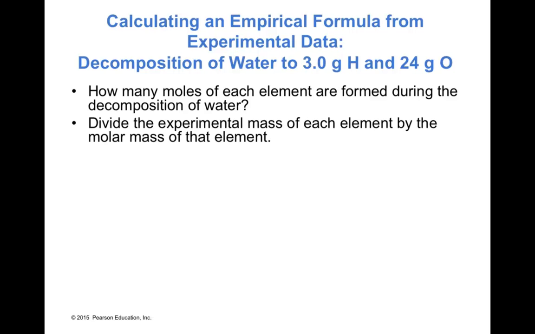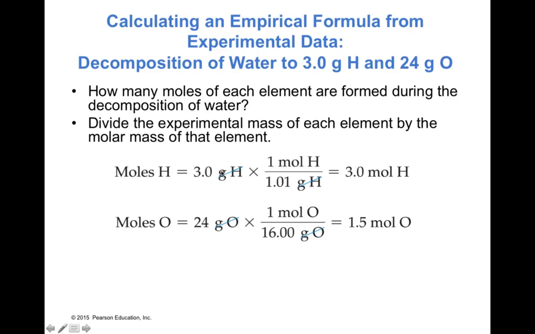So we can take the 3 grams of hydrogen and divide by the molar mass of hydrogen: 1.01 grams of hydrogen is equal to 1 mole. And by this, we have the moles of hydrogen. The same thing we can do with oxygen. We can multiply the mass of oxygen times 1 mole and then divide by 16.0 grams of oxygen. This is the molar mass of oxygen, and this is the molar mass of hydrogen. It's flipped because we need to have the units of gram in the denominator so that we can cancel the grams from hydrogen and also from oxygen.